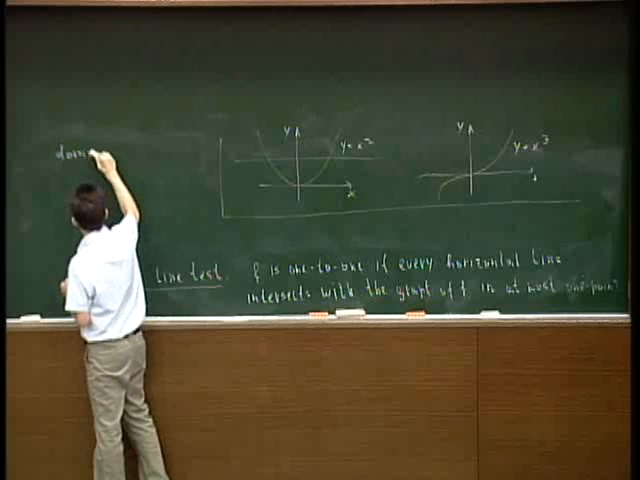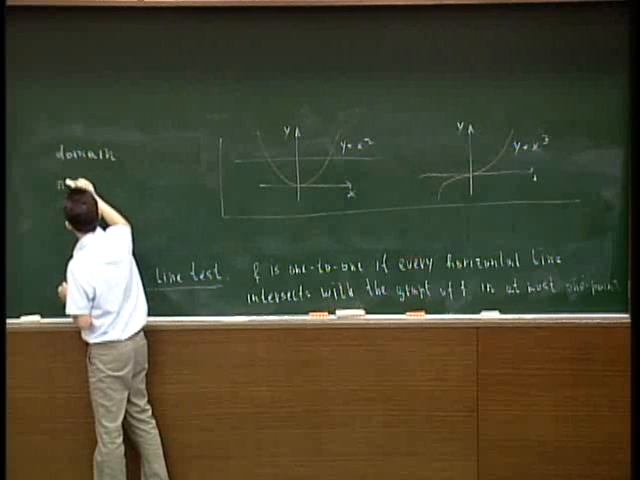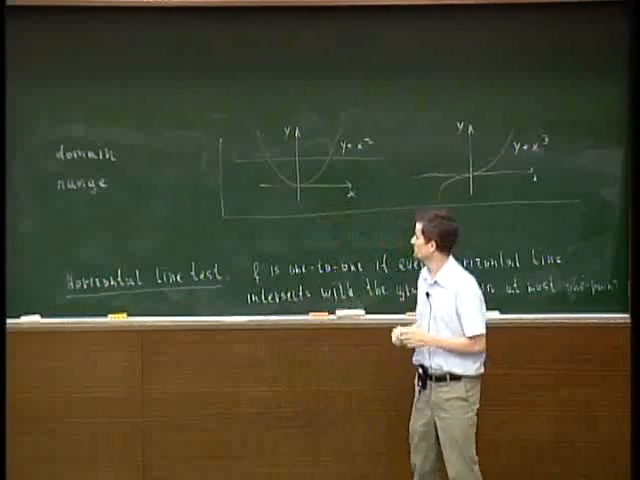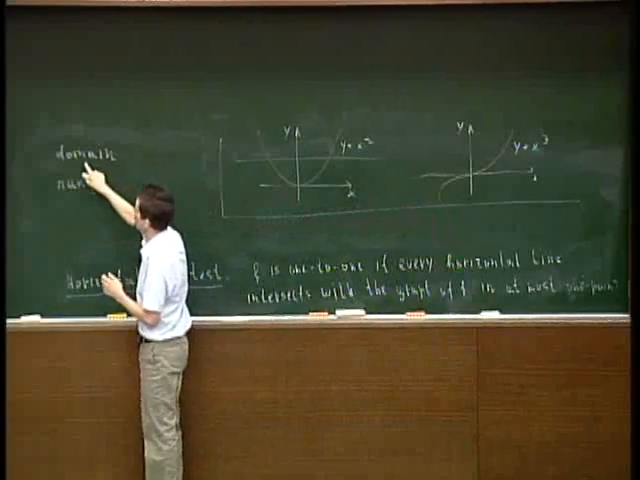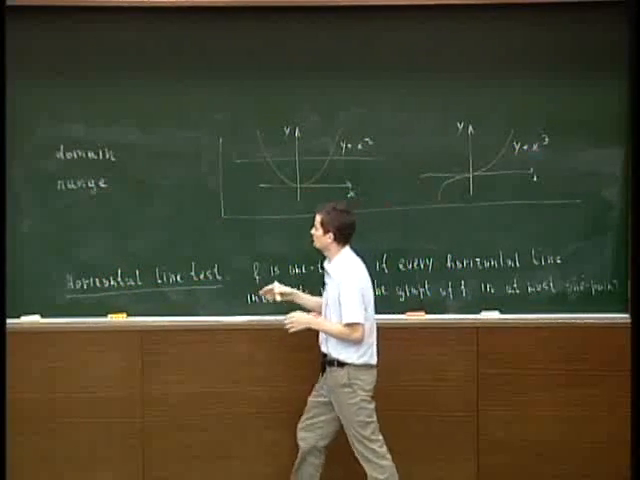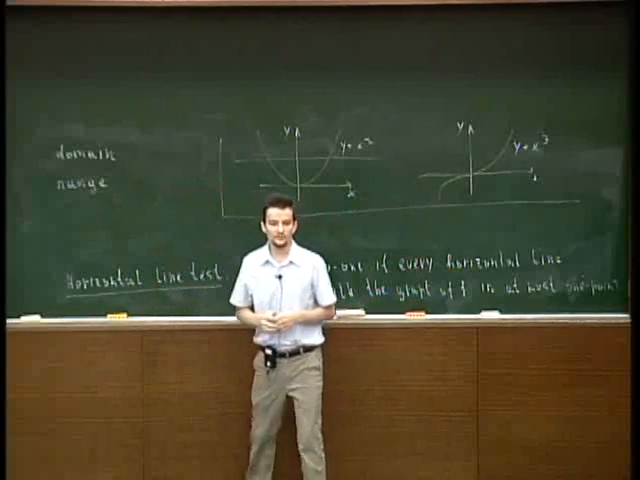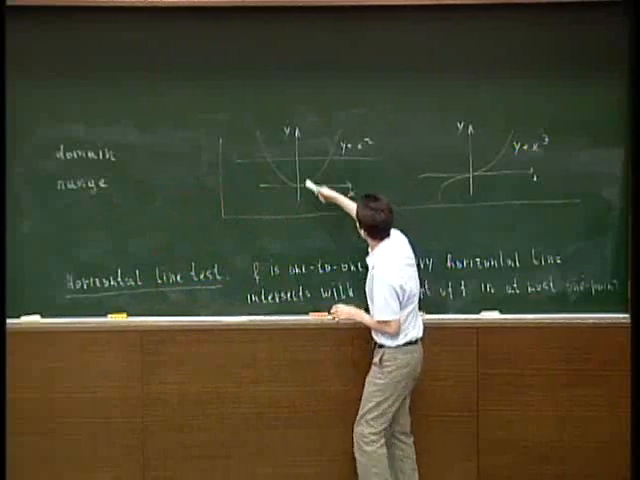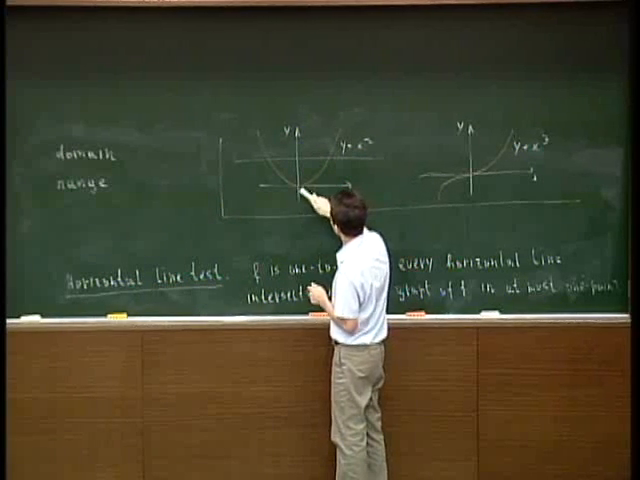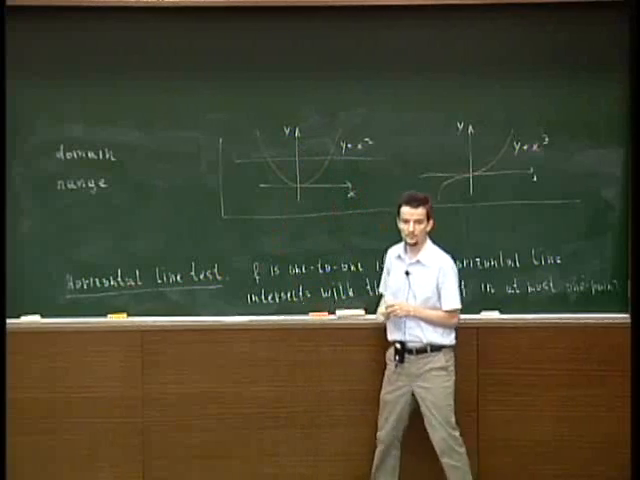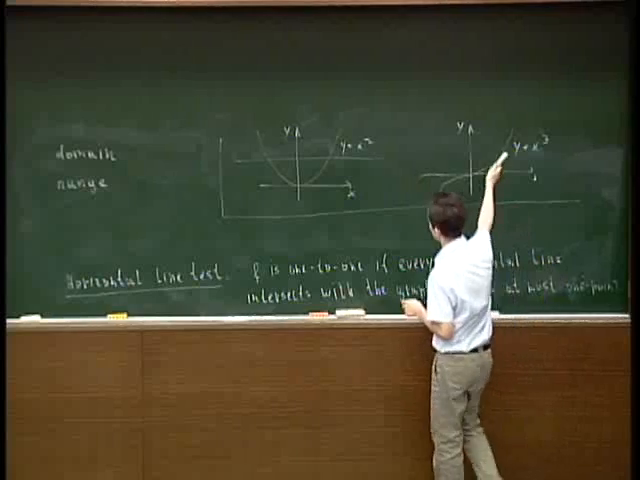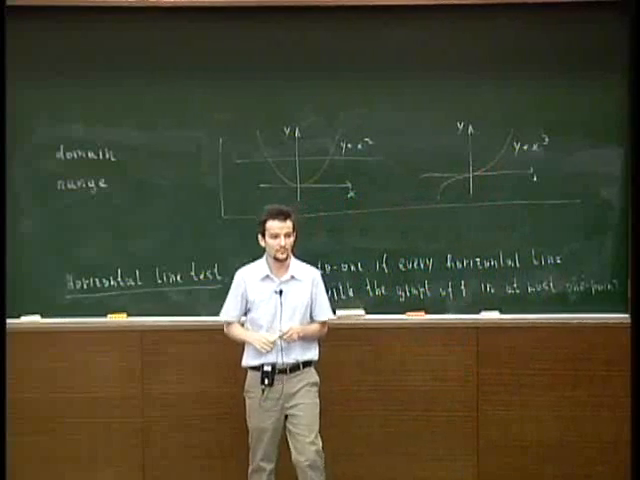You know this word, right? Domain and range. The domain of a function, just for those who are not so familiar with the English words, is where the function is defined, and the range are all the values taken on by the function. So here, this function has domain R and range all numbers from 0 to infinity, the non-negative real numbers, and this function has domain R, range R, all real numbers.